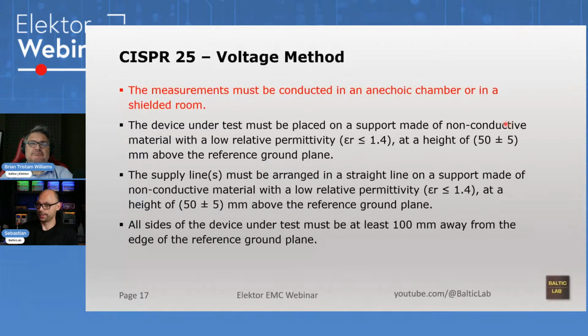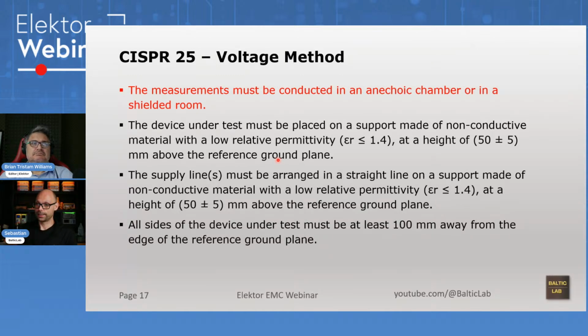A device under test must be placed on a support made of non-conductive material with a low relative permittivity, epsilon R of less than 1.4, at a height of 5 centimeters plus minus 5 millimeters. That is the case. I'm just using simple styrofoam. Be careful. I've seen people use ESD foam, because obviously bringing styrofoam into the equation might actually cause electrostatic discharge issues. But ESD foam is partly conductive. You cannot use it for the standard.